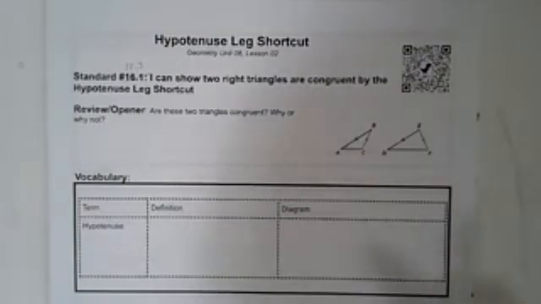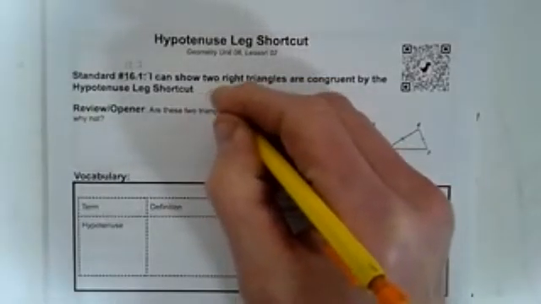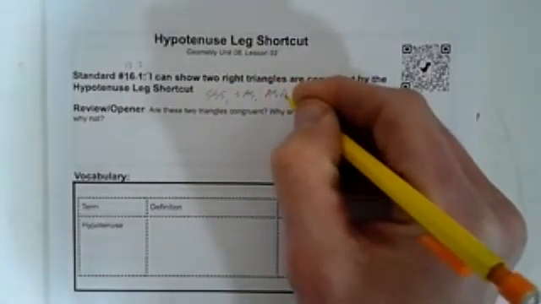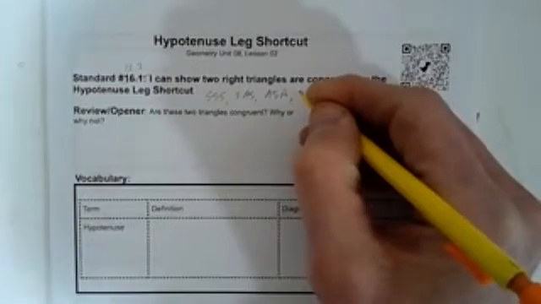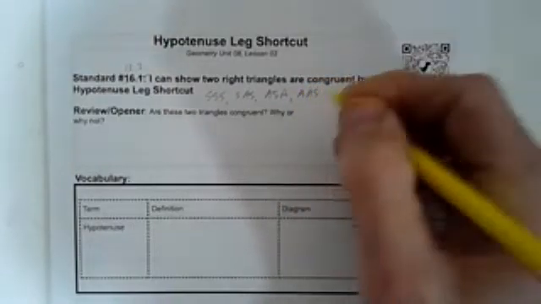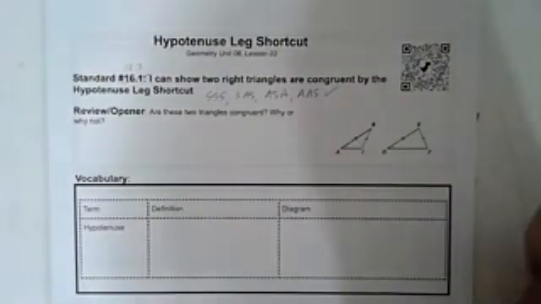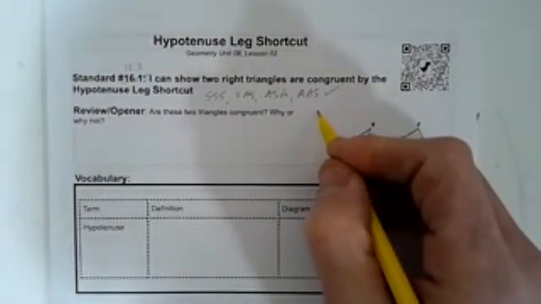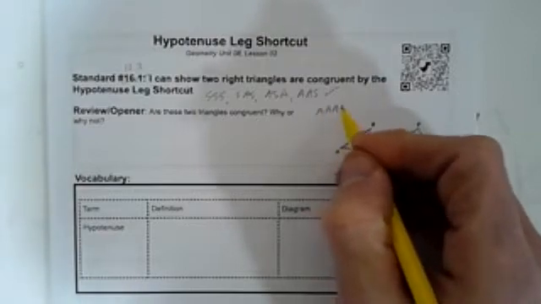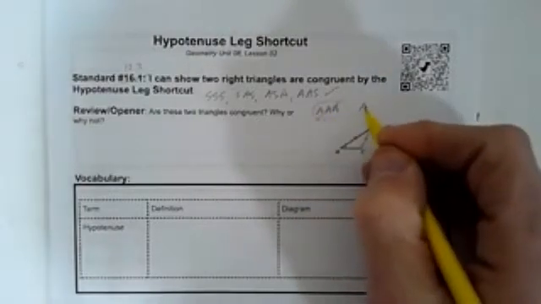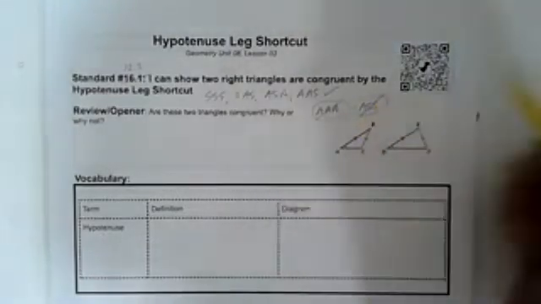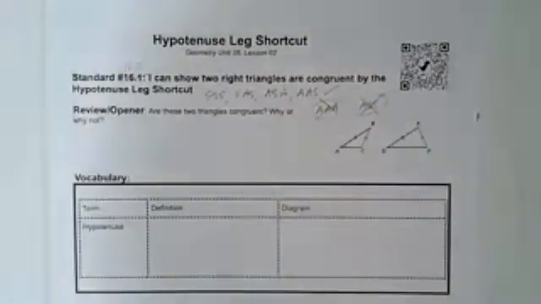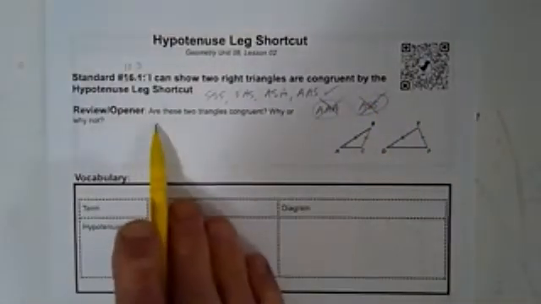So yesterday we talked about several shortcuts. We talked about side, side, side. We talked about side, angle, side, and angle, side, angle. And we also talked about angle, angle, side as ones that did work. We also talked about two that did not work, where the first one was angle, angle, angle. And we also talked about the fact that there's no ass in math. So angle, side, side does not work either. So both of those are not adequate shortcuts. That takes us into our opener.